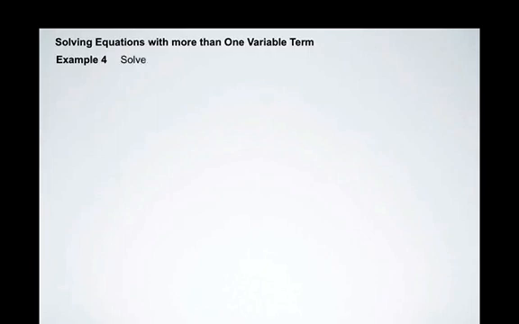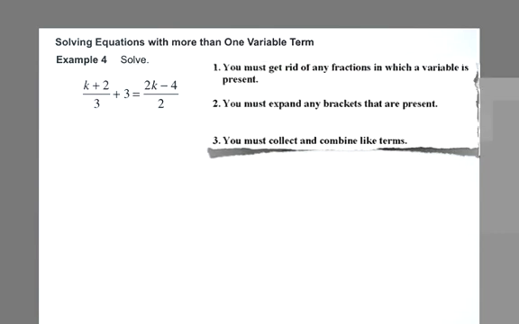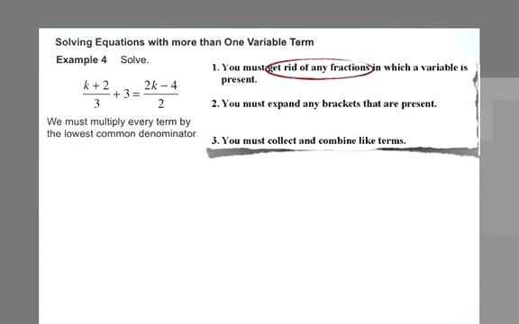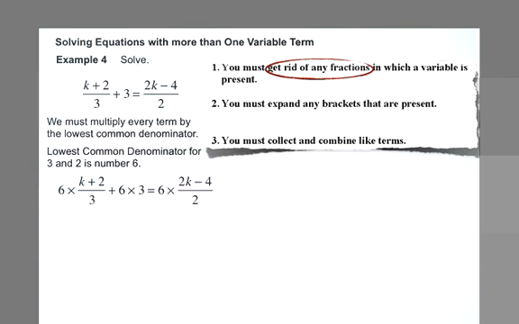Example 4. k plus 2 over 3, plus 3, equals 2k minus 4 over 2. Step number 1, deal with the fractions. Our lowest common denominator, considering that 3 and 2 are the denominators, is going to be 6. So I'm going to multiply every term by 6: 6 times the first term, 6 times the second term, and 6 times the third term, which is on the other side of the equal sign.